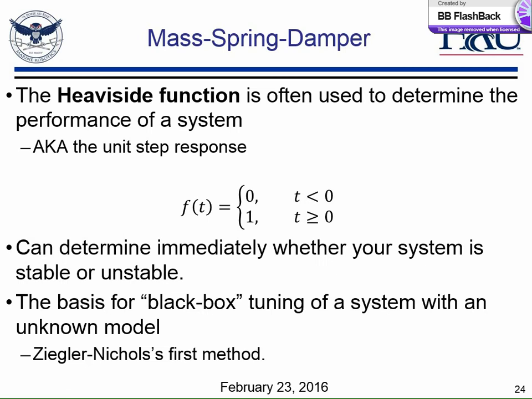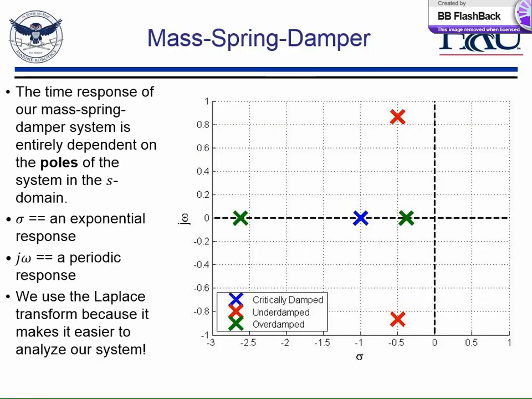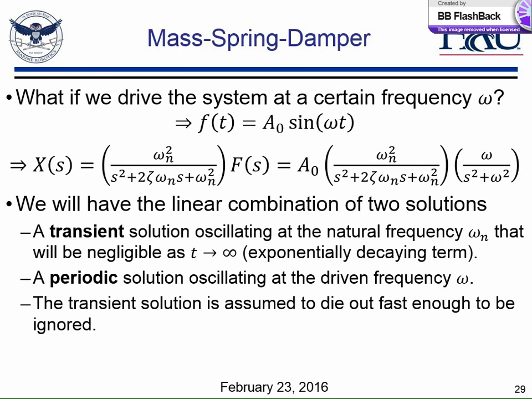So right now we only talked about a unit step response, right? So what happens if we have some other type of response? Let's say we're trying to drive our system at a certain frequency omega. So we have our forcing function f of t equal to a naught sine omega t. And what that means is we now have a slightly more complex problem.